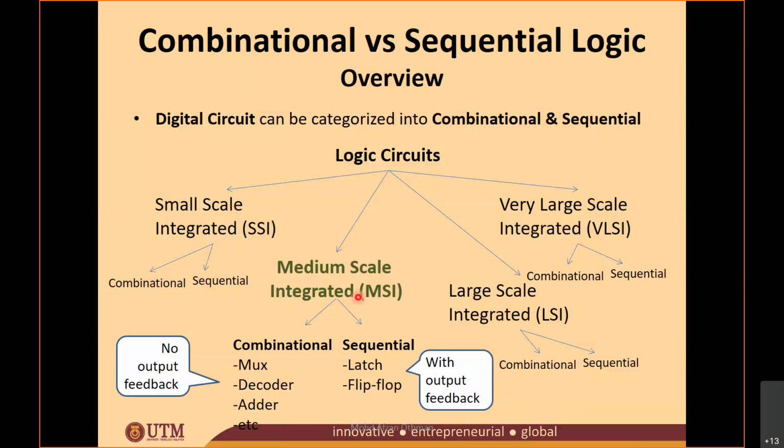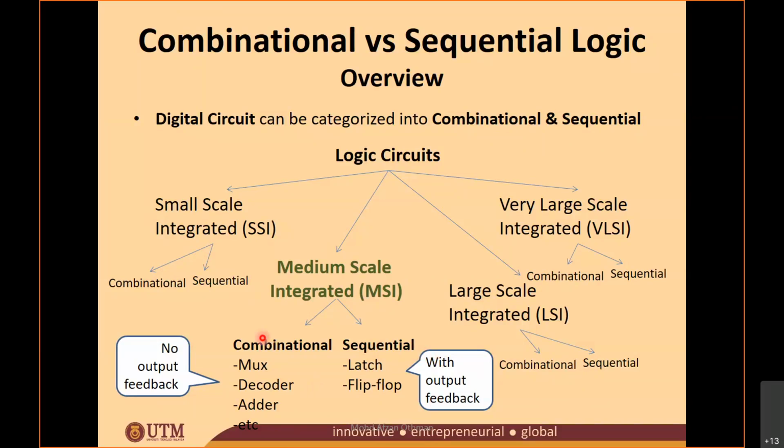Okay, so apa beza antara combinational and sequential is, untuk combinational, tiada output feedback, means that the output yang kamu hasilkan, that is an output, kamu tak feedback dia menjadi input. While for the sequential digital circuit, this one is with an output feedback. Maksudnya output kamu tu, kamu feedbackkan dia supaya dia menjadi input semula. That is the difference lah between combinational and sequential.